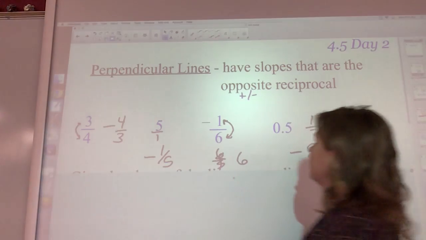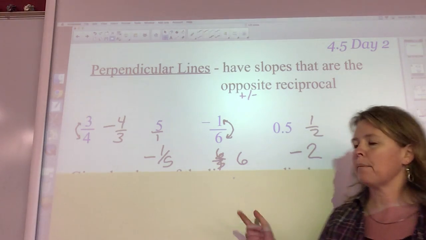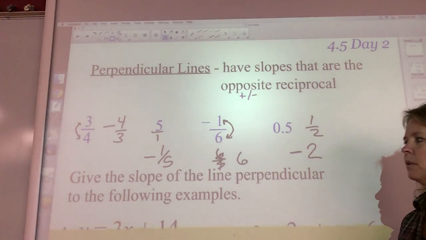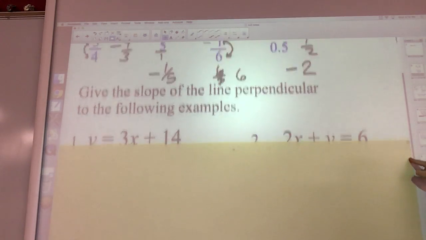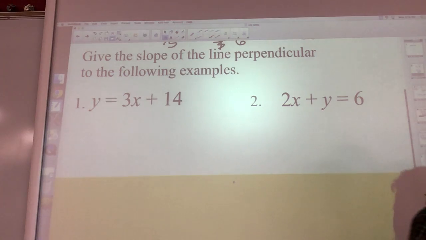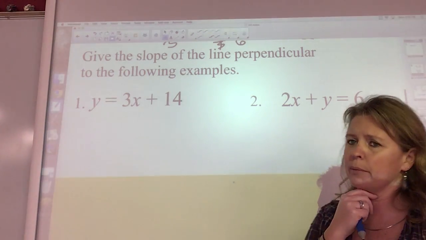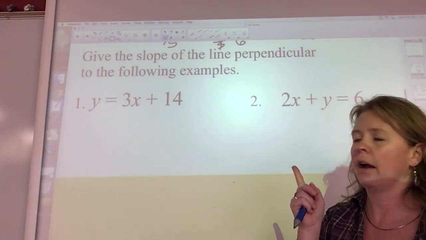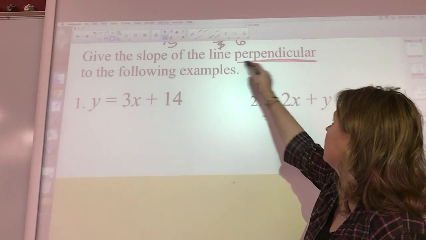So that was just practicing opposite reciprocals. Wouldn't it be nice if that was your whole assignment? But it's not. We're going to put opposite reciprocals in our slope problems. Give the slope of the line perpendicular to the following examples. And you're looking at these examples and you're like, wait a second. I saw those examples. I just did those in the last lesson. I know, but we did parallel. This time it wants perpendicular.